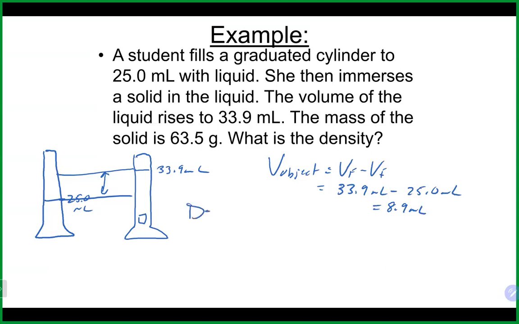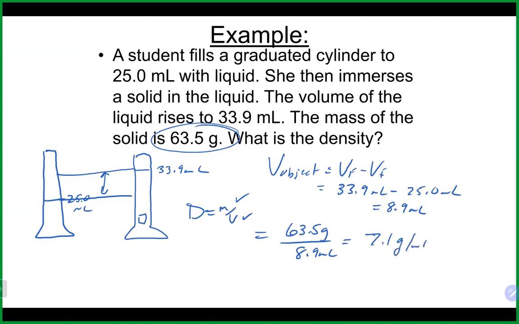So now when we think about density, we have our volume and we do have the mass given to us, so we're good to go on that. We'll go 63.5 grams divided by 8.9 milliliters in this case. That's going to give us a density of 7.1 grams per milliliter. Any questions on that?